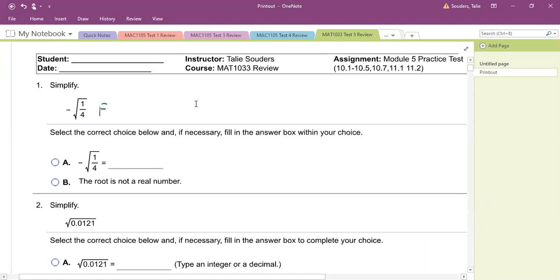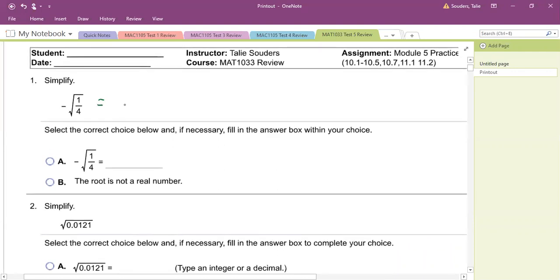The negative stays out front. And then what is the square root of 1? Isn't it just 1? Yes, very good, because 1 times 1 is 1. And then what is the square root of 4? 2. Yep. So your answer here would be 1/2, and then the negative stays out front.